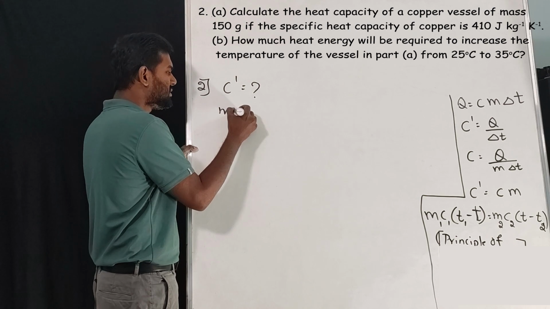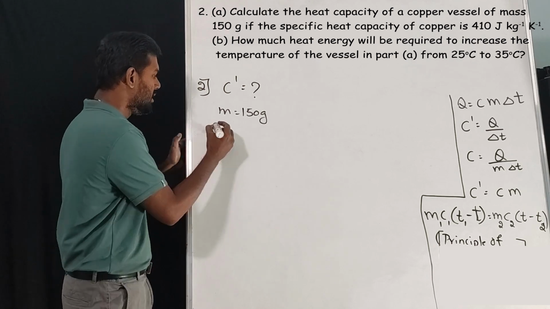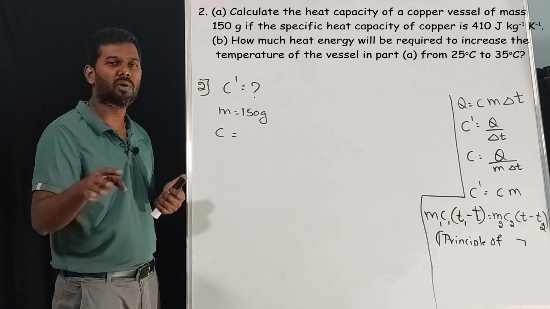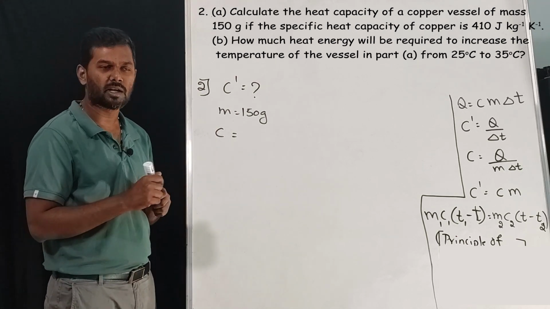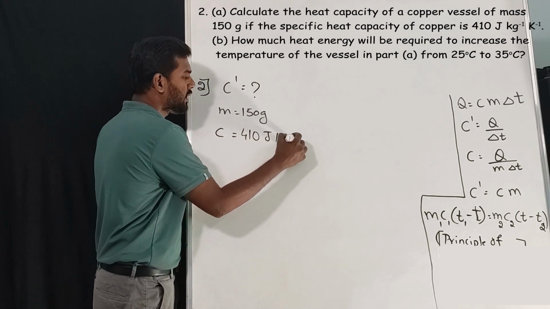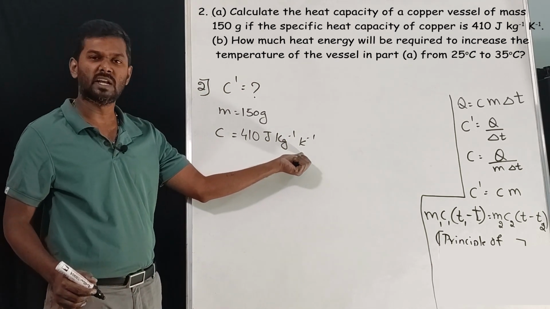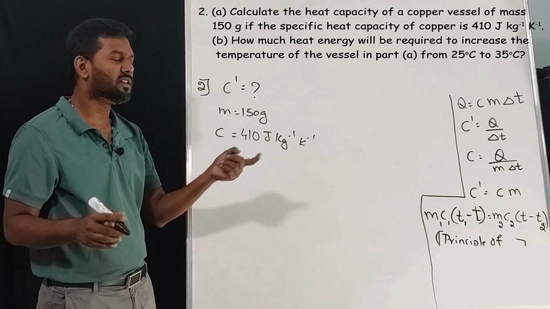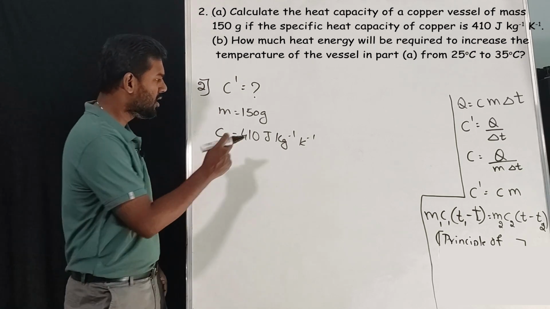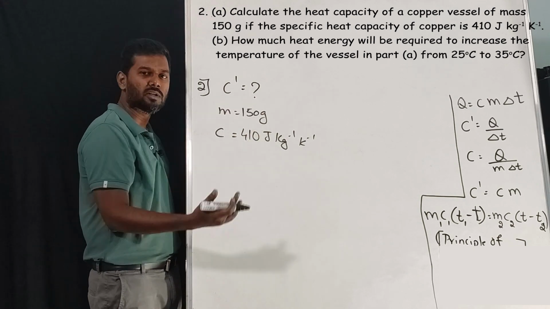Then mass is given. Mass is given as 150 grams. Then specific heat capacity of copper is given. That is nothing but C. See, specific heat capacity of copper, water or aluminium, whatever they give, the symbol remains the same, correct? We want specific heat capacity, that is nothing but 410 joules per kg per Kelvin. Instead of Kelvin, if they gave you centigrade also, you are not going to convert anything. This remains the same. How much rise in Kelvin will be equal to how much rise in Celsius. So you are going to use this directly.